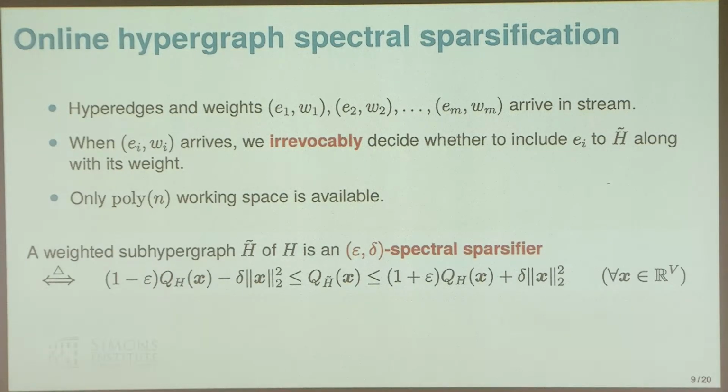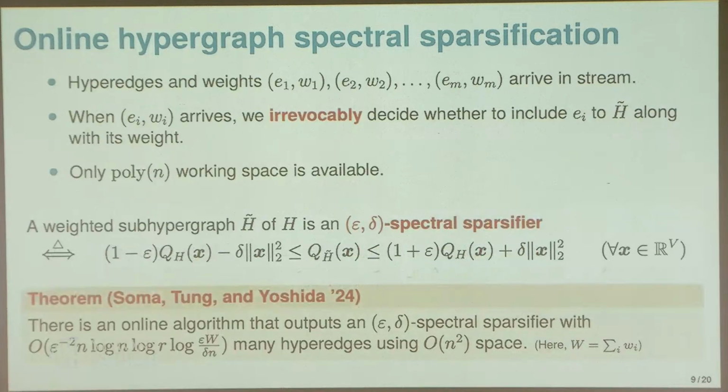For some technical reason, it is convenient to introduce a relaxed notion of spectral sparsifier, which allows for additive error. A weighted subgraph H tilde is called an (epsilon, delta) spectral sparsifier if it preserves the quadratic form with multiplicative error of 1 plus minus epsilon and additive error of delta times the L2 squared norm of x. Okay, so what we showed.